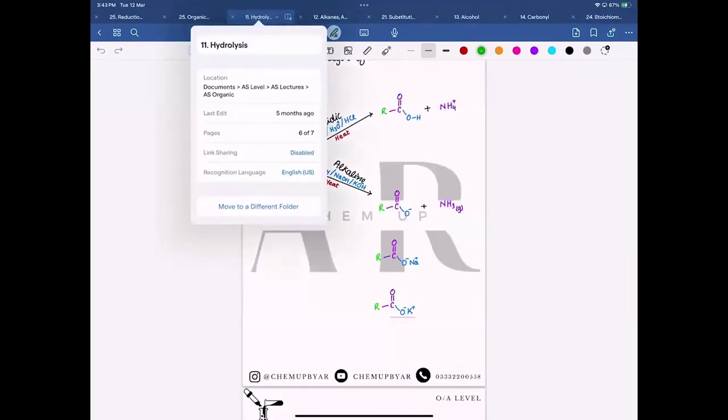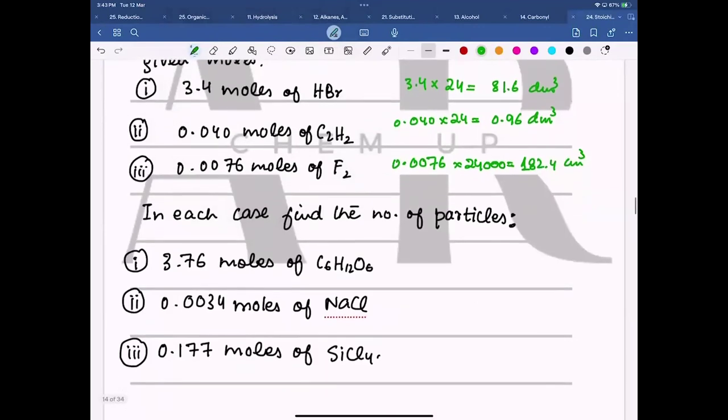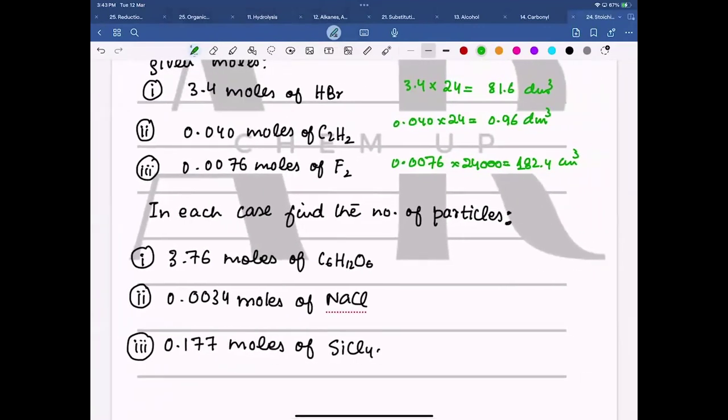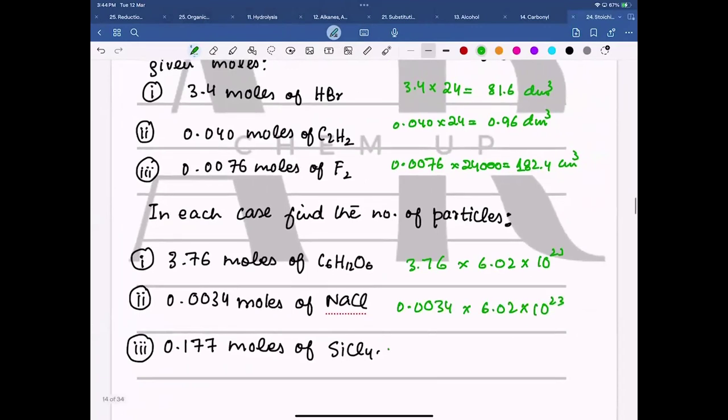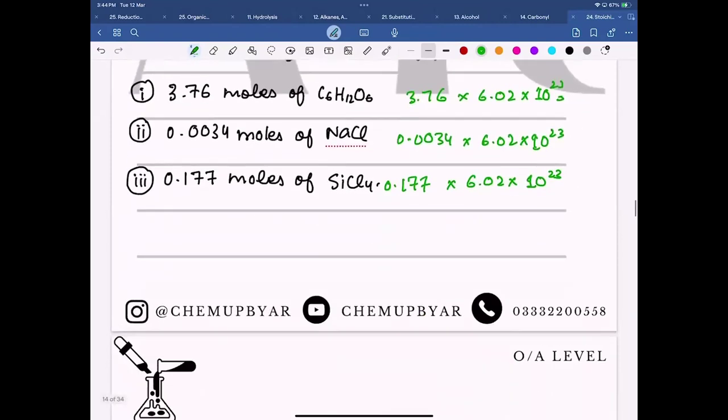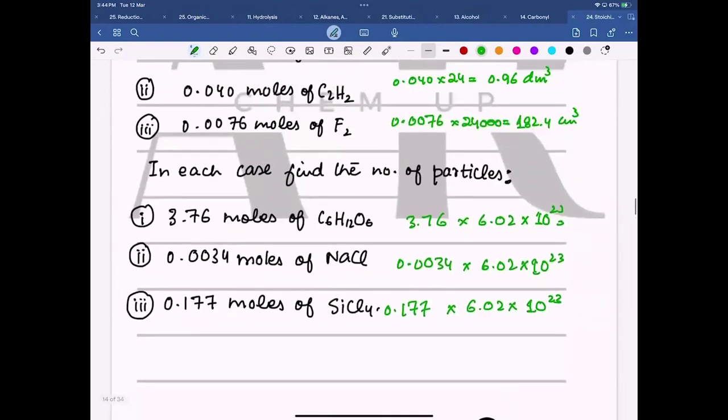So we have two moles and we have to find the number of particles. So you have to just multiply them with the Avogadro's number. So 0.0034 multiplied by 6.02 exponent 23 and 0.177 multiplied by 6.02 exponent 23. Okay. So when you will solve it, you will get the answers. Okay.